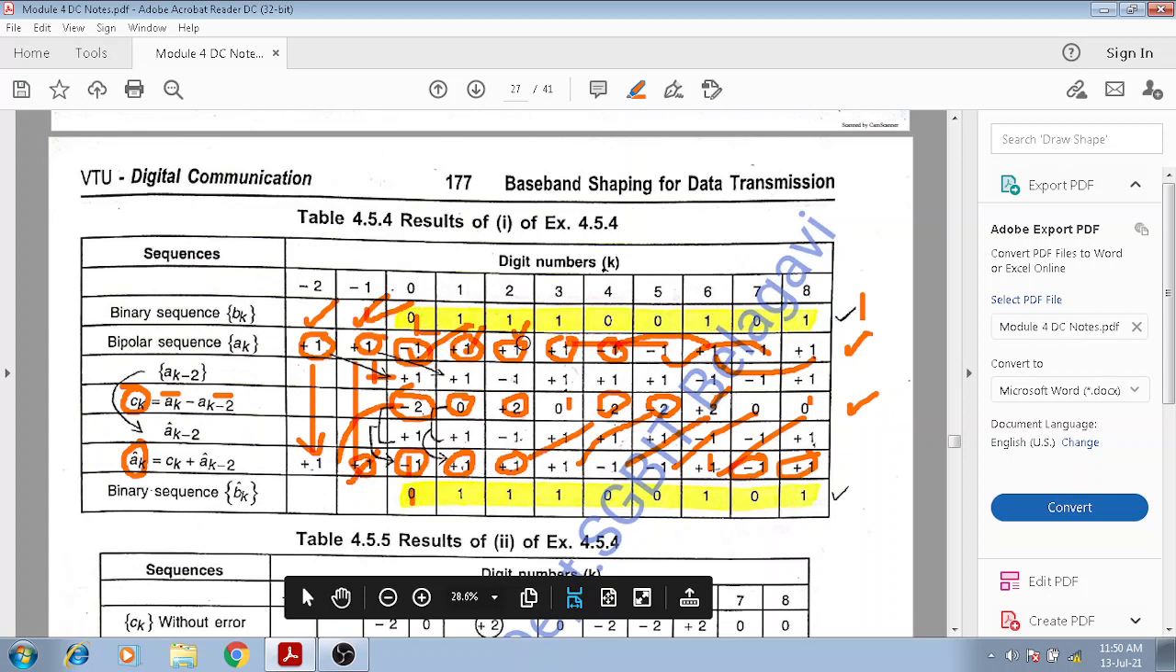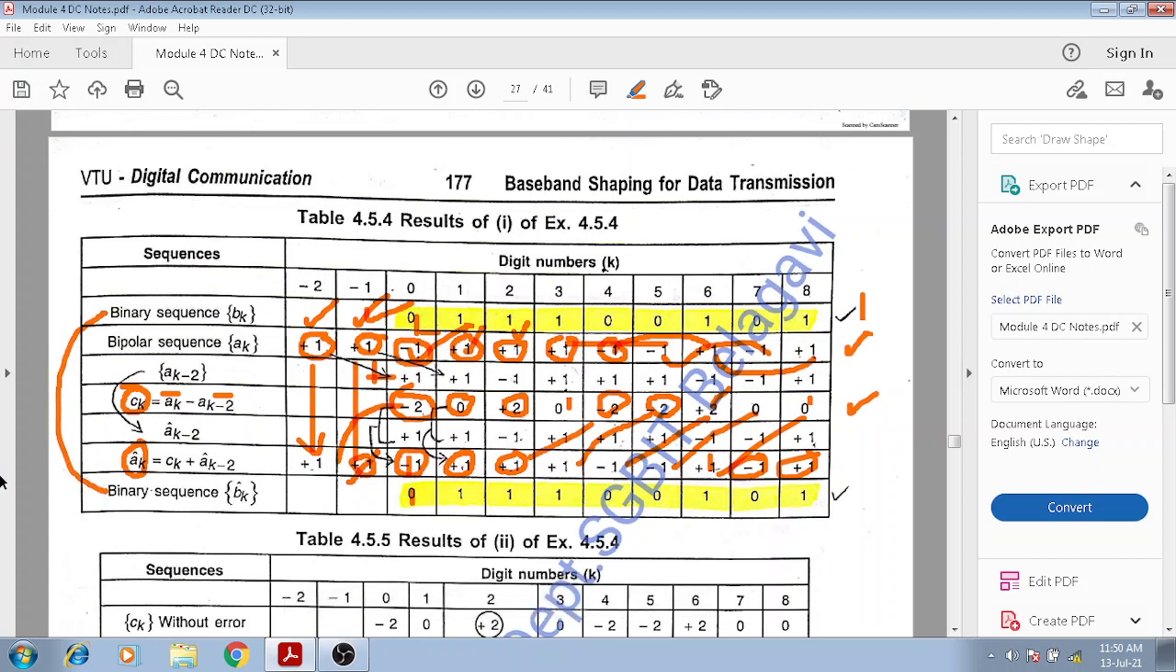Minus 1, 0, plus 1, 1, minus 1, 0, plus 1, 1. Look at the original binary sequence and this, are they the same or not? 0, 1, 1, 1, 0, 0, 1, 0, 1. Is that clear?